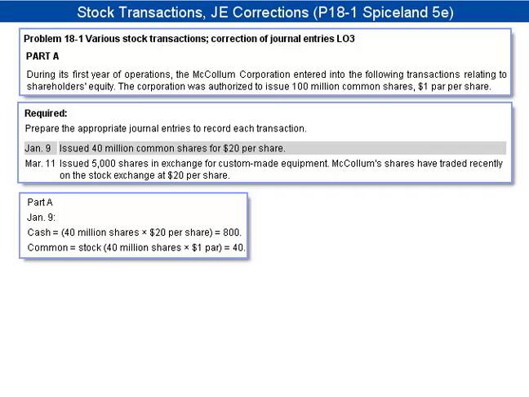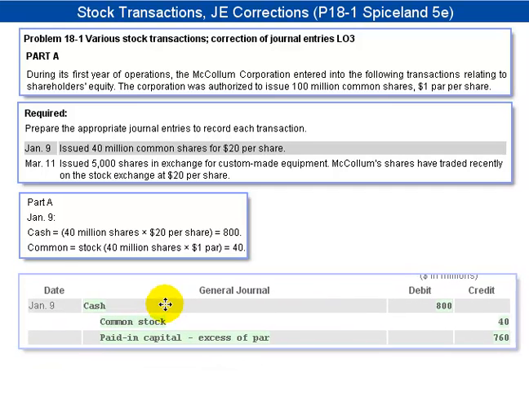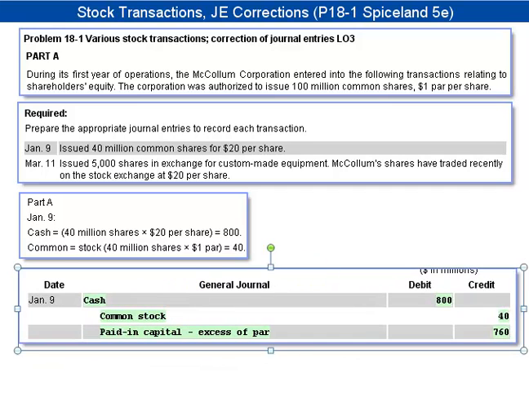So to come up with that transaction, we use those two figures, and what we do is we debit cash for the proceeds of 800 million, credit common stock, which is the legal capital, for 40 million, and the difference represents paid-in capital in excess of par.